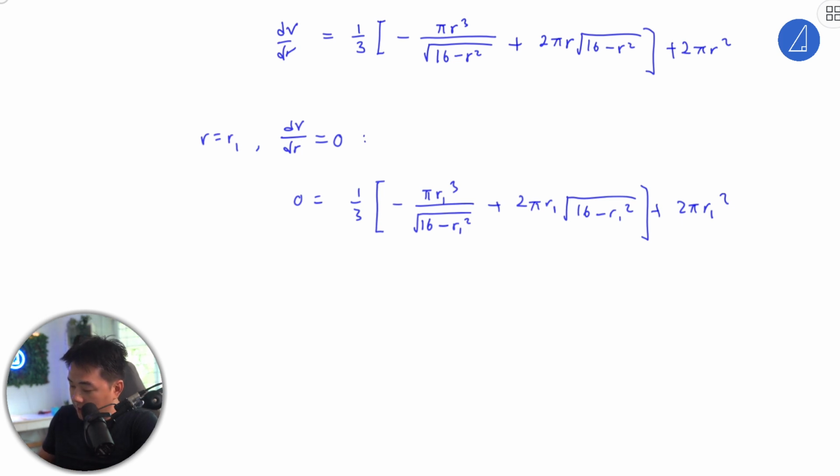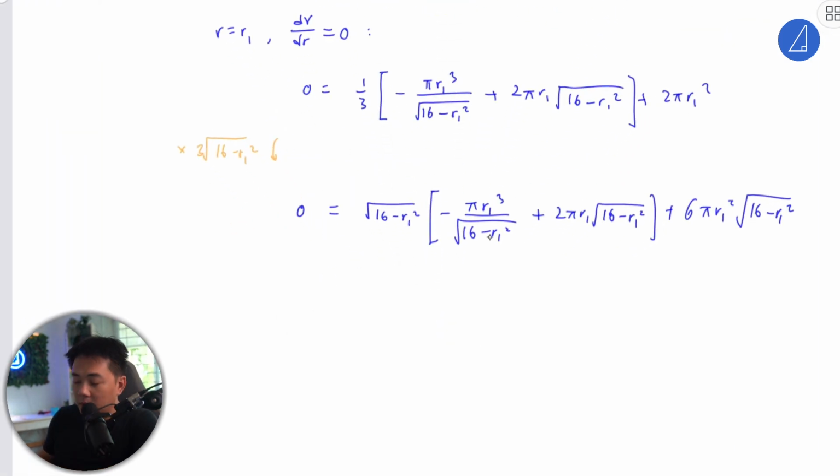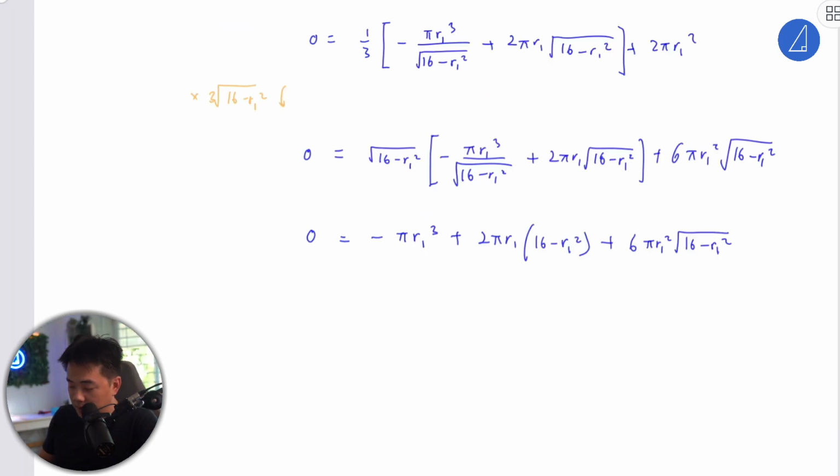So I'm going to multiply throughout everything by 3, maybe 3 root of 16 minus r1 squared. This will be 0 equals minus pi r1 cubed plus, this is what I get. The reason is because I want to get rid of the denominator of the r1 squared there. So I just expand this in. This will be 6 pi r1 root of 16 minus r1 squared, right? Then I'll expand everything in and simplify this.